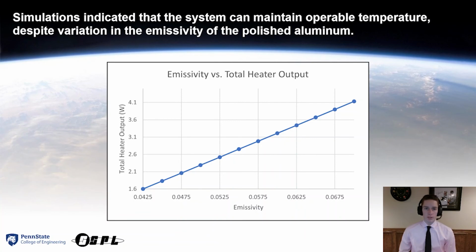It is known that the emissivity from polishing aluminum is between 0.04 and 0.051. The target emissivity for the payload of 0.0425 is within this range, but it is unlikely that polishing the aluminum will produce this exact value.